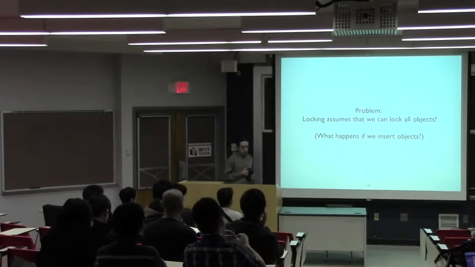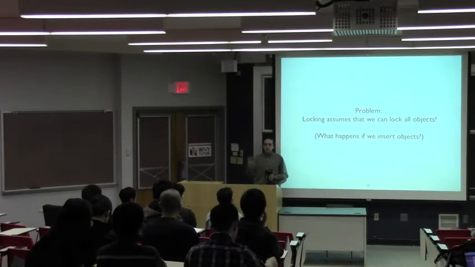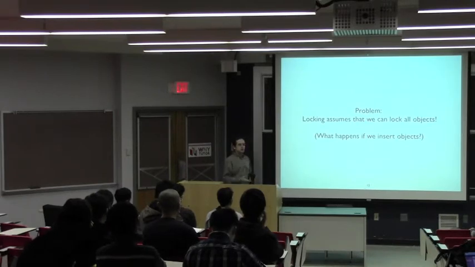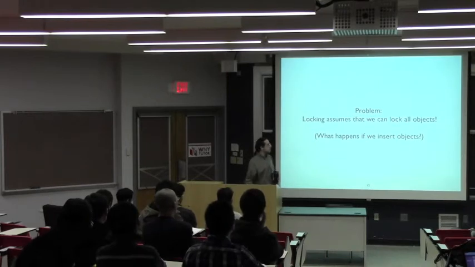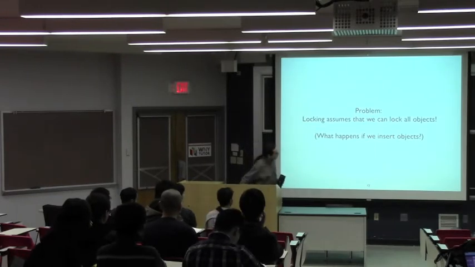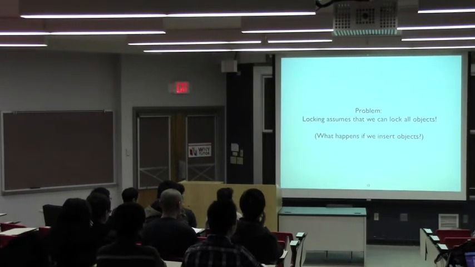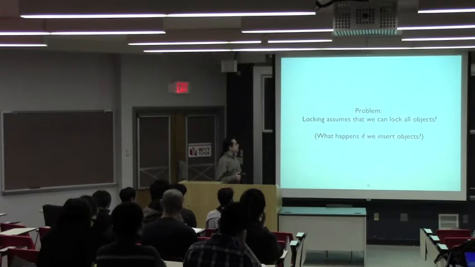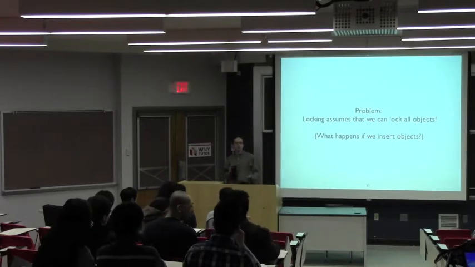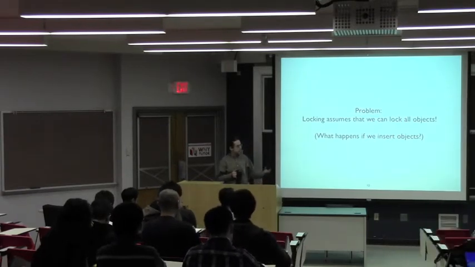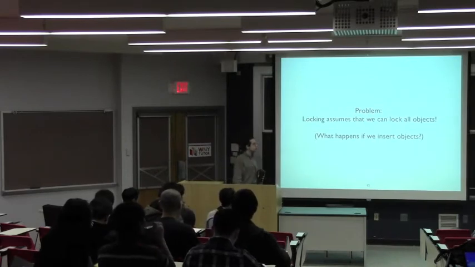The last thing we ended up talking about on Friday was this idea that locking essentially assumes that we have the ability to lock all of the objects in a particular class of objects. And if we're inserting or modifying objects, then there's a chance that we'll end up with an inconsistent state, even if we do lock all of those. Unless we lock a superset of the objects, we may end up with a situation where two transactions are still allowed to progress.